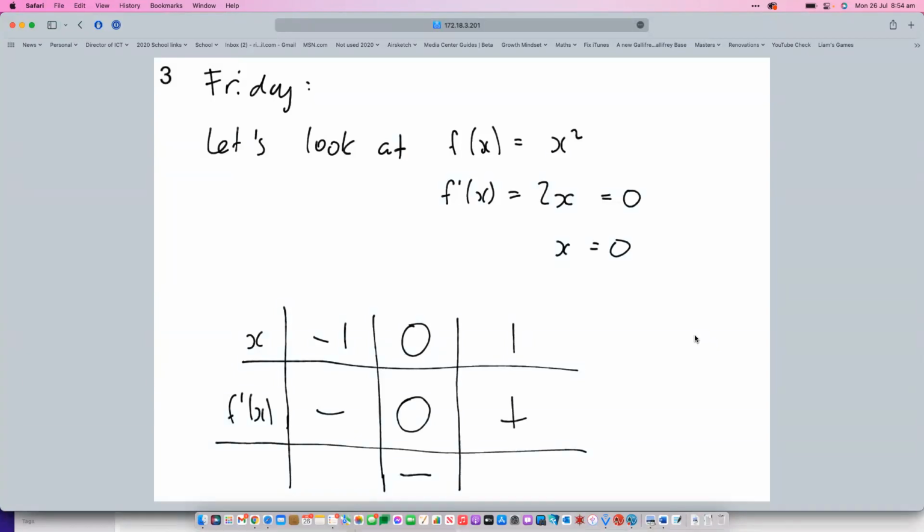A negative gradient means the graph is going down, and a positive gradient means it's going up. And we can now see from that shape that it is a minimum. We know this because we know what f of x equals x squared looks like, but I'm just confirming it. Okay, so that's the first derivative test.